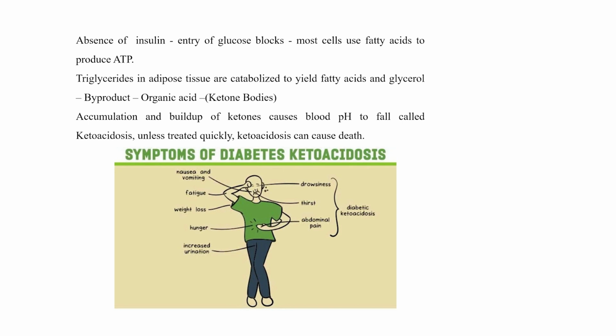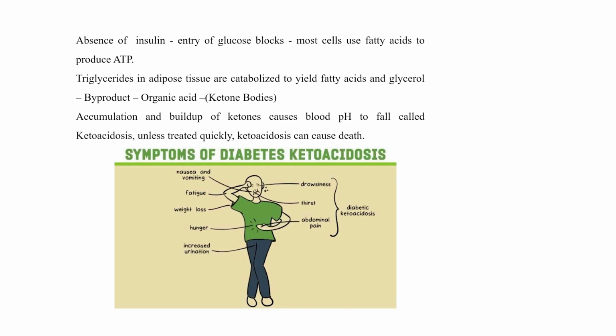Here the cell continuously uses fatty acids, and triglycerides are catabolized to yield fatty acids, which leads to an excess amount of organic acid and ketone bodies. The accumulation and buildup of excess ketones, or organic acid, continuously converts the alkaline pH to an acidic pH. So accumulation and buildup of ketones cause the blood pH to fall, and this condition is called ketoacidosis. If it is not treated or healed quickly, the result is death. So ketoacidosis is the most prominent symptom seen in diabetes mellitus.